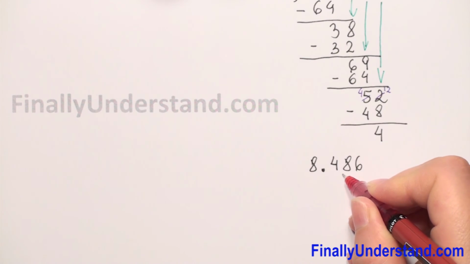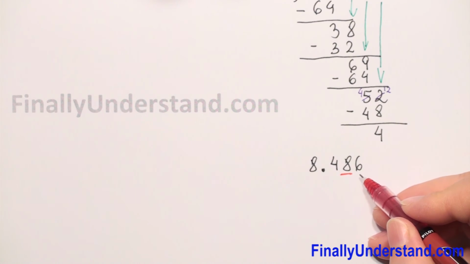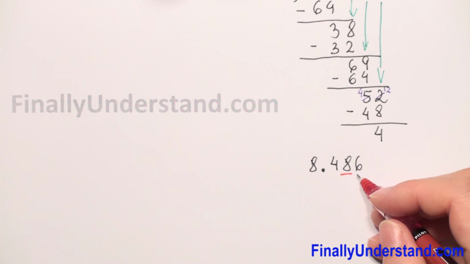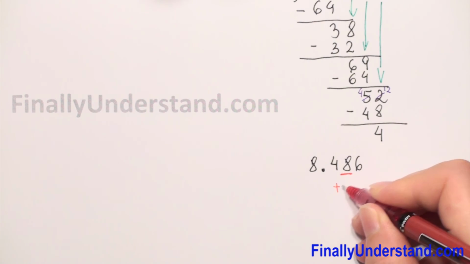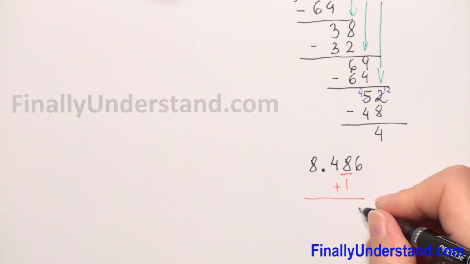It's the second digit after decimal point. And now we have to check the digits after our underlined digits. Is 6. When we have number greater than 5 or 5, all we have to do, we have to add 1 to our underlined digits. And now every digit after our underlined digits we have to change to 0. So 6 we have to change to 0.